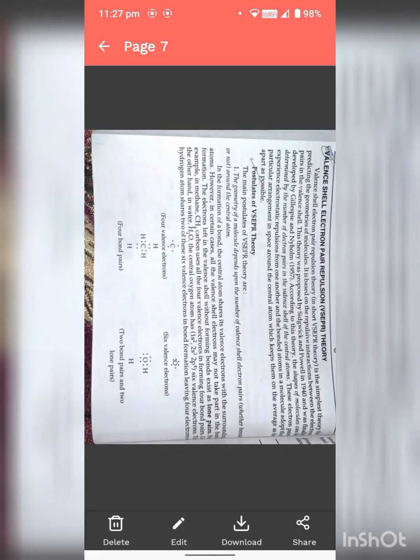Valence shell electron pair repulsion theory, VSEPR theory. Valence shell electron pair repulsion theory is the simplest theory for predicting the geometries of molecules. It is based on the repulsive interactions between the electron pairs in the valence shell. This theory was proposed by Sidgwick and Powell in 1940 and was finally developed by Gillespie and Nyholm in 1957.